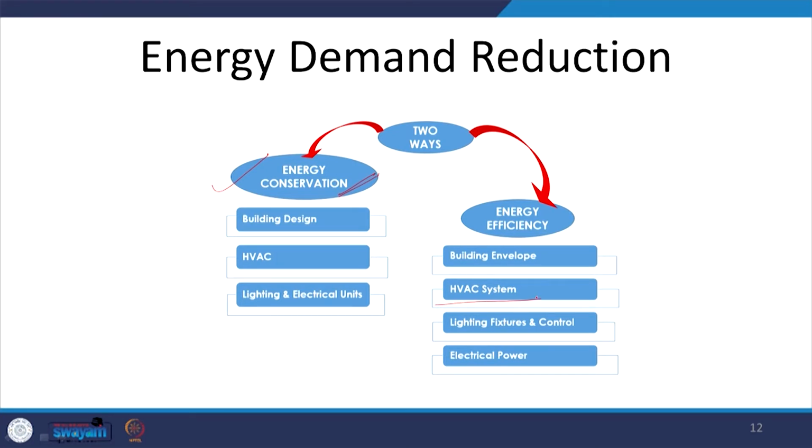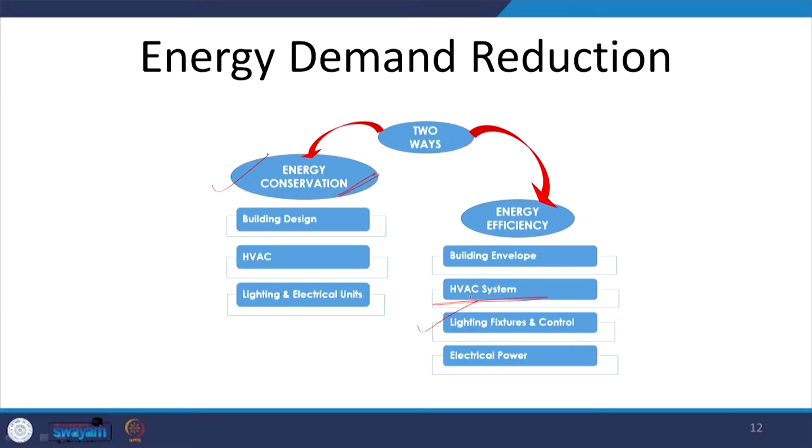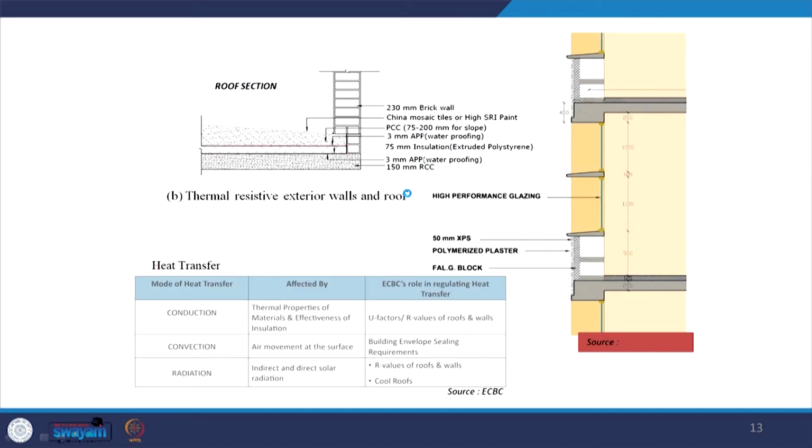But that 300 tonnage of HVAC can also be installed with very high coefficient of performance or very high energy efficiency. Same is with selection of lighting fixtures and their control mechanism, the sensor technology and also the electrical power. So, when we are talking about the energy demand reduction, we are talking of these two ways simultaneously and not in isolation at all.